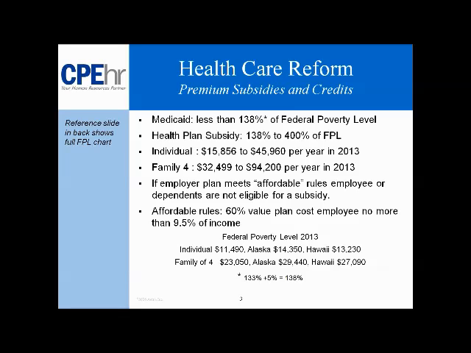The subsidy is directly related to the income level, and so it's greatest at the lower level and lower as income goes up. The family of four income range would be $32,499 all the way to $94,200. Again, these are 2013 figures. They'll be updated slightly for 2014.